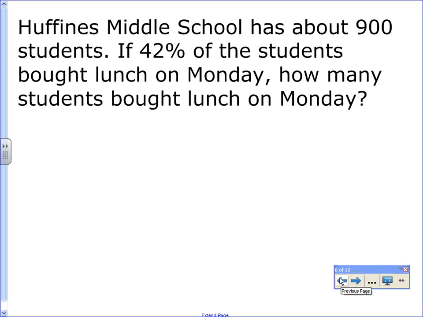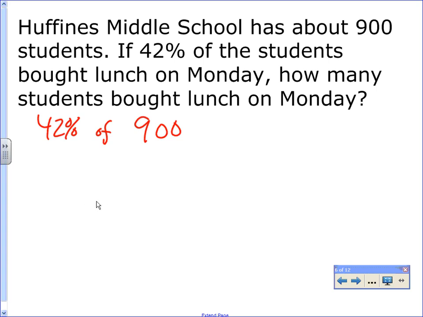Okay, so let's try a word problem. Huff Fines Middle School has about 900 students. If 42% of the students bought lunch on Monday, how many students bought lunch on Monday? So this is not a trick question. There's nothing else that's really messing with us here. So we're basically trying to find 42% of 900. Okay, and if it helps you to write it out this way when you pull that information from the problem, then do it. It's not going to hurt you.